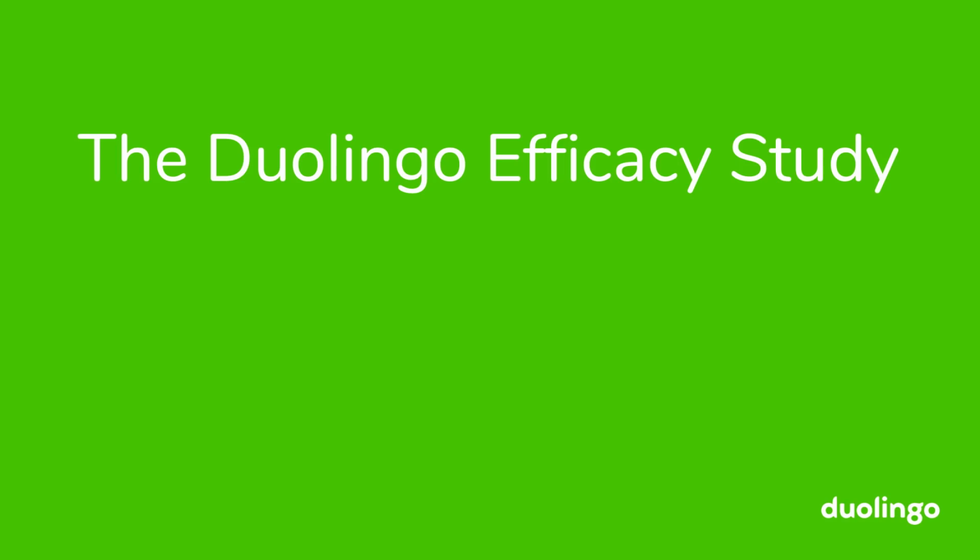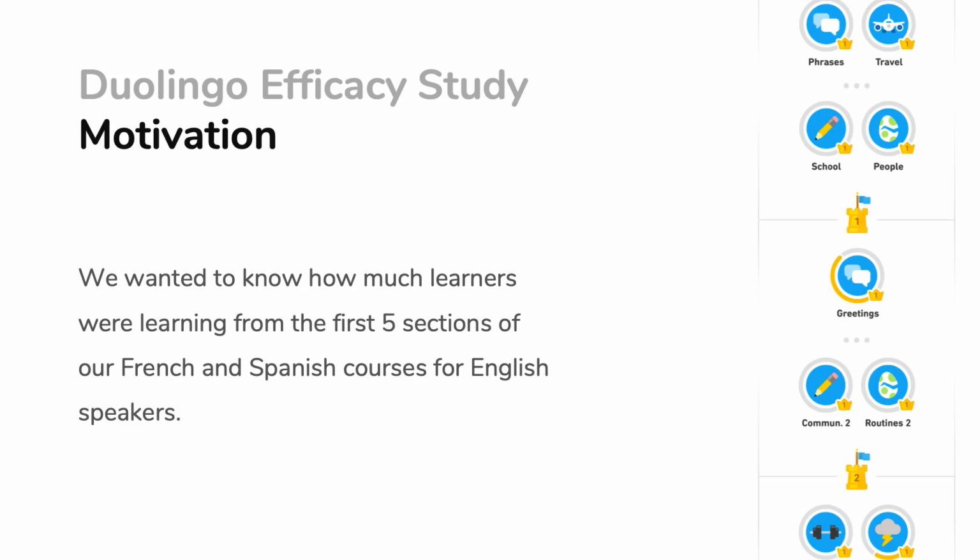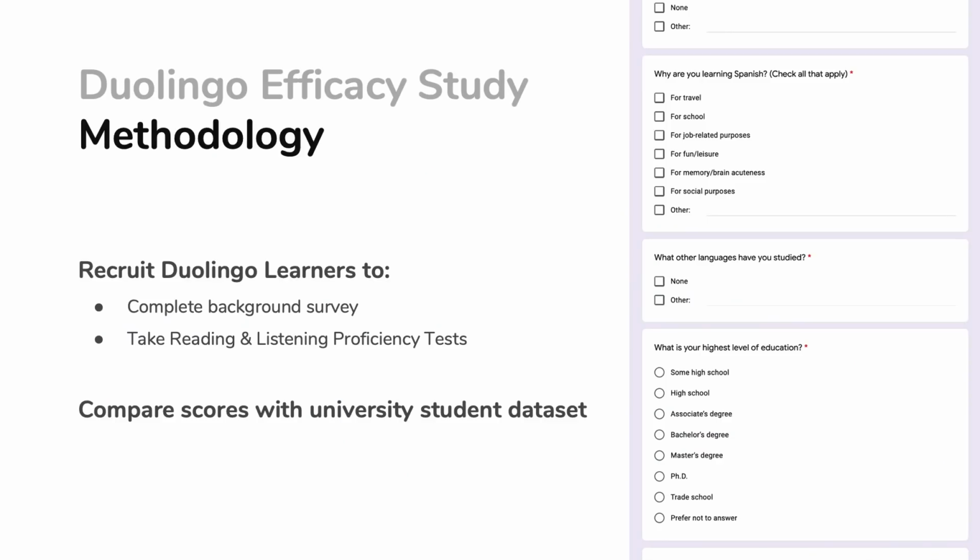So now that we've spent some time talking about in-app assessment and external assessment, we're going to talk about something that I'm very excited about, which is the Duolingo Efficacy Study. Now, our motivation with this study is that we wanted to know how much our learners were learning from the first 5 sections of the Spanish and French courses for English speakers. And the reason we were so interested in this is that we had just spent a lot of time improving these courses and changing the content, and we wanted to see whether that work had paid off.